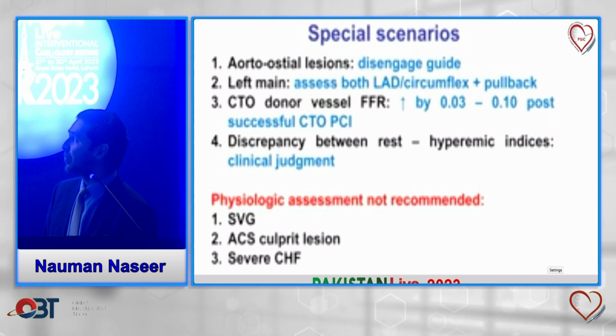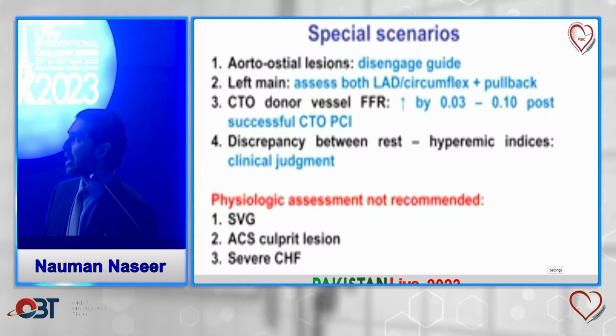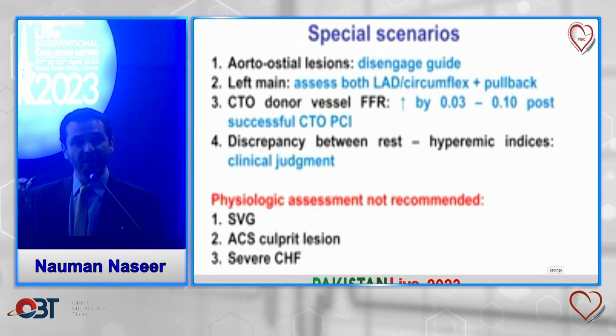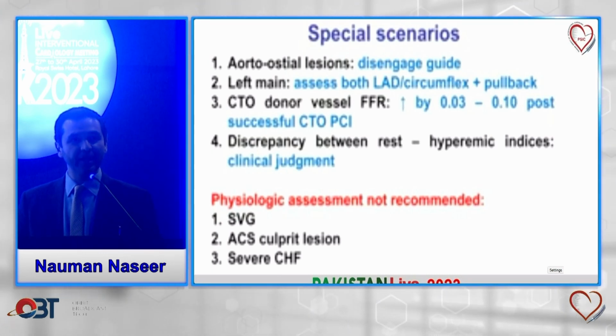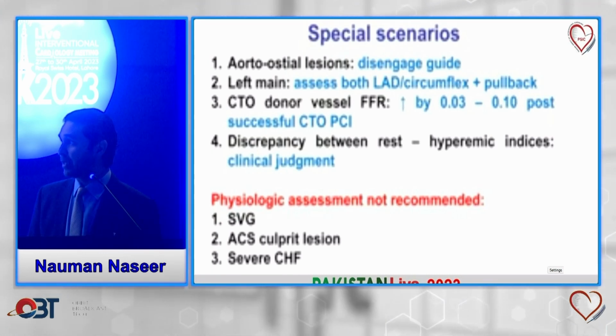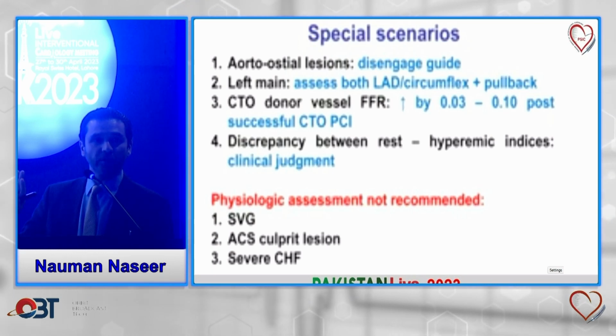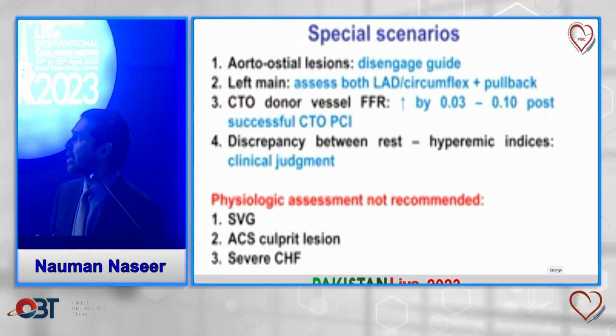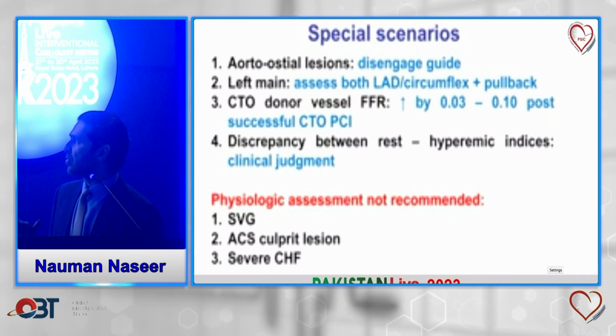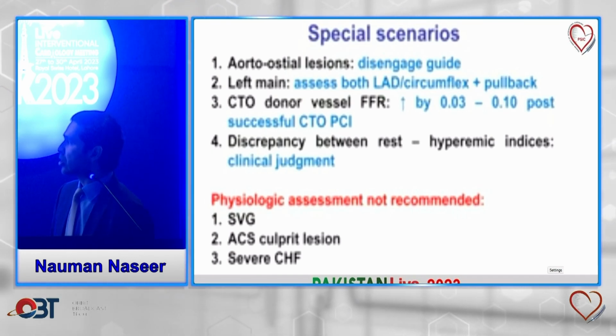So I did an FFR of the LAD, it was 0.78. And after fixing the right CTO, I did the FFR again of the LAD, and it went up to 0.83. So I didn't need to treat the LAD, because it's dependent not on the degree of stenosis, but on the area it supplies. And if you have a discrepancy between rest and hyperemia, then you use your clinical judgment.